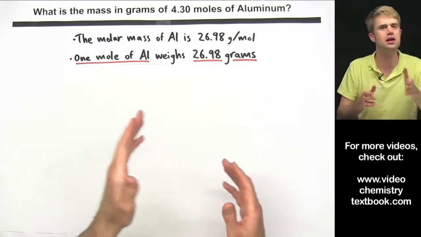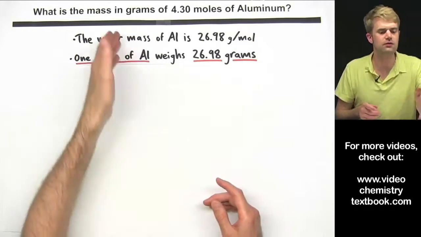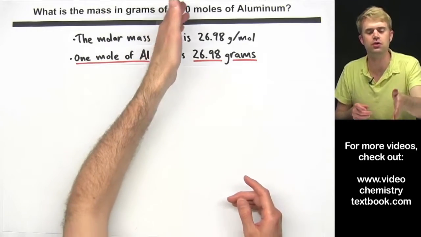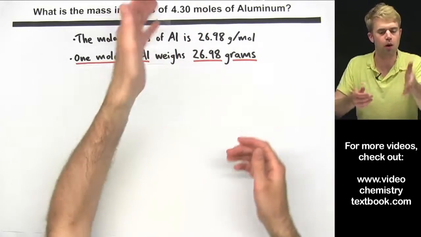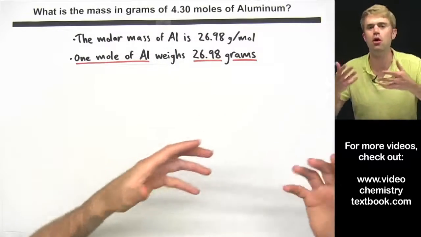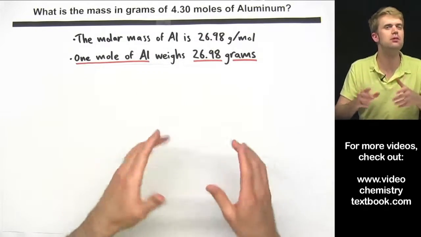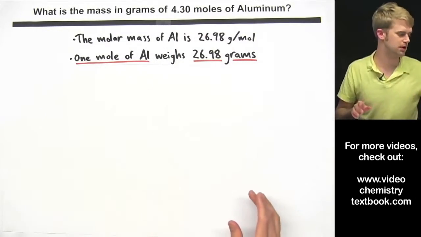Now that we have this information, I first want to show you how we can solve this problem by just kind of thinking through it. We're looking for the mass in grams of 4.3 moles of aluminum. Basically, what do 4.3 moles of aluminum weigh? This is basically a multiplication problem. Let me show you what I mean.